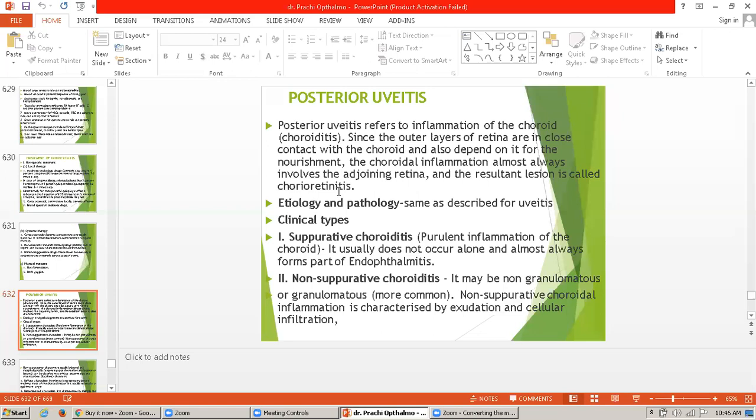The choroid is the posterior part of the uveal tract. So, inflammation of the choroid is called choroiditis, and also posterior uveitis. The choroid is in close contact with the retina and also depends on it for nourishment. So choroidal inflammation almost always involves the adjoining retina, and the resultant lesion is called chorioretinitis.